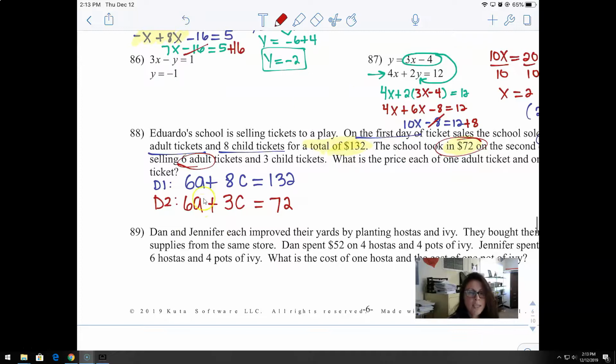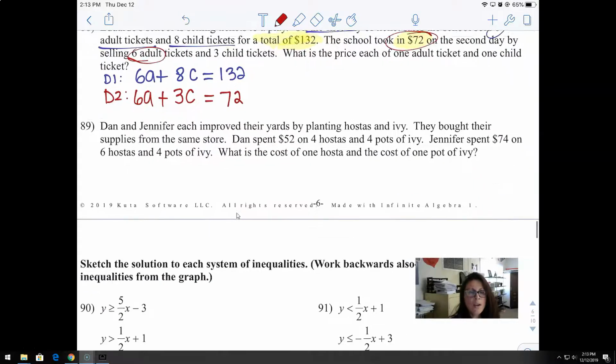So what I would do in solving this is use elimination by distributing a -1 to either of the equations and solve via elimination, eliminating the adult tickets to solve for the children tickets. All right, number 89.